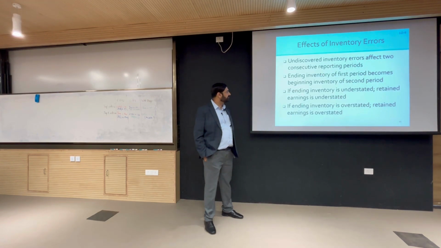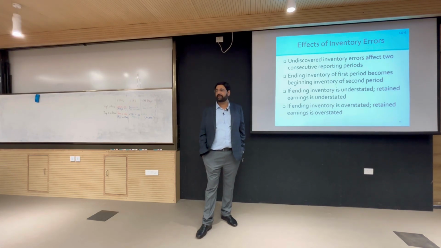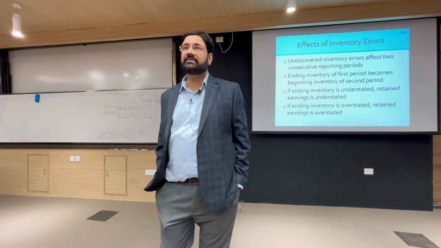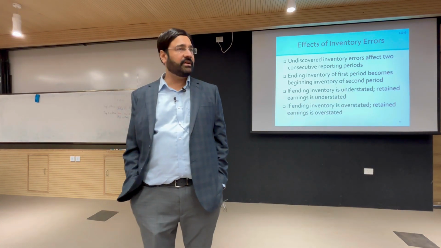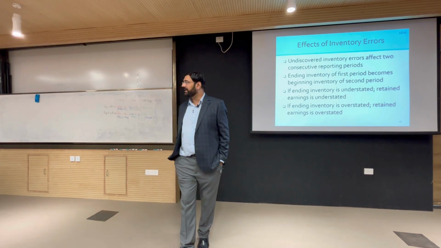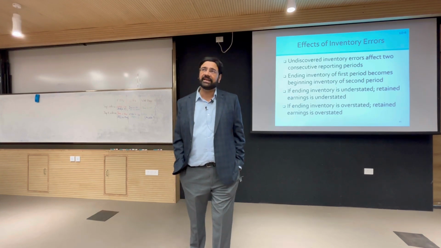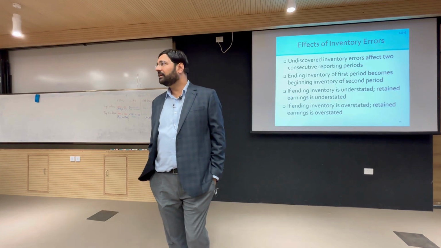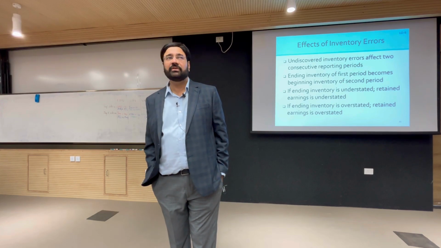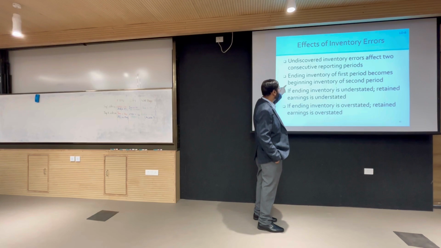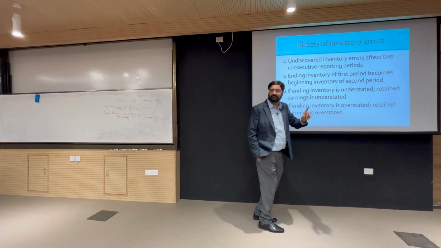So what are the effects of inventory error? I have already explained that the closing stock of 31st of March is the opening stock of 1st of April. So if there is an error in the valuation of closing stock of 31st of March, is the same error continued in the 1st of April? Yes or no? Yes. So the ending inventory of the first period becomes the beginning inventory of the second year, and therefore the error affects 2 reporting periods, not just 1.